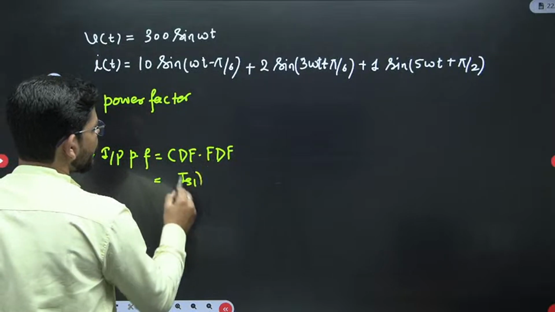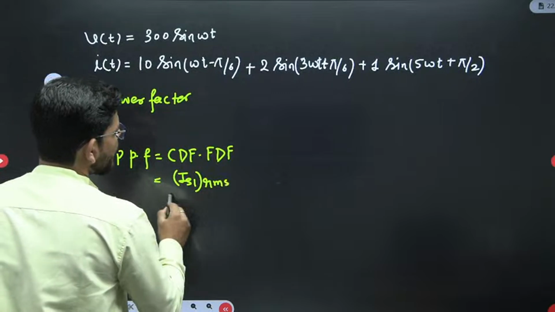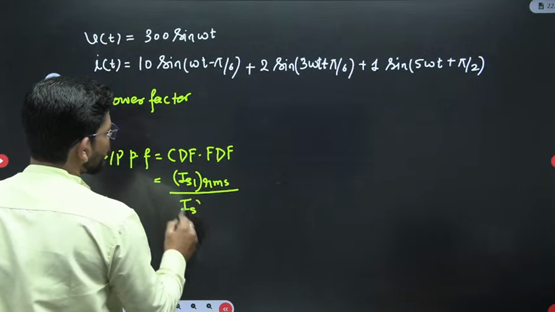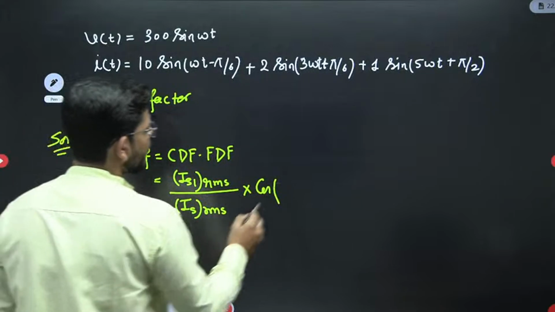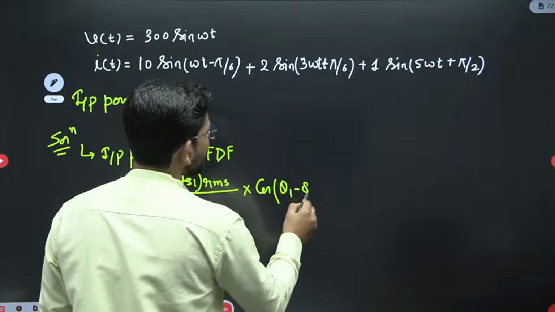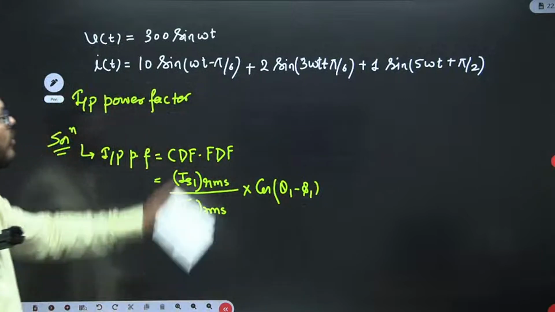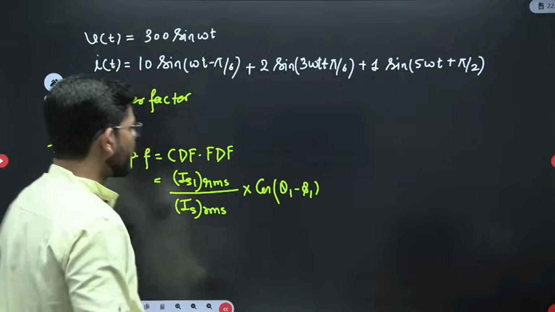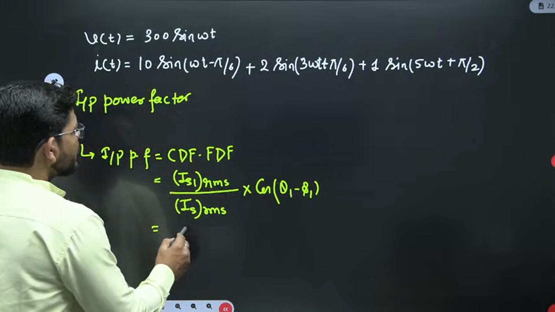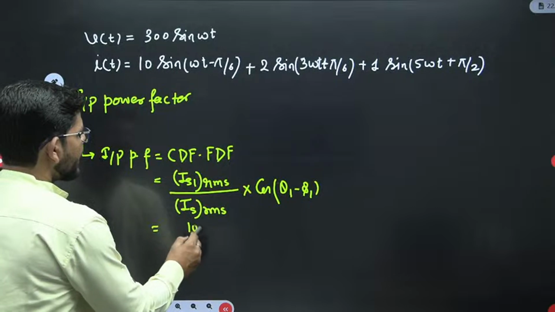It is the fundamental RMS value of current divided by the total RMS current, into the fundamental displacement factor, which will be cos of (theta 1 minus phi 1), where theta 1 is the angle of the voltage and phi 1 is the angle of the fundamental component of current, right? Now what is the fundamental RMS current? It will be 10 by root 2.